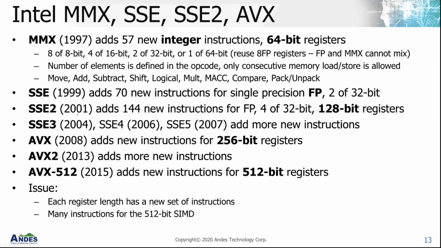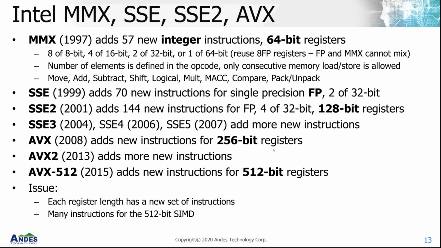Then SSE2 added 144 new instructions for floating point. The important thing here is that it goes from a 64-bit to a 128-bit register. Then more instructions were added, and eventually AVX started with 256-bit. Then you had AVX-512, which has a 512-bit register. So each register length has a new set of instructions, and you have many instructions for 512-bit SIMD.